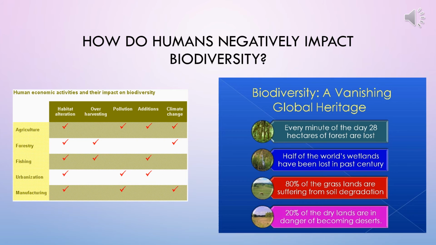Every minute, 28 hectares of forests are lost across the globe. Half of the world's wetlands are lost. 80% of grasslands in the world are suffering from soil degradation because they are being used extensively for agriculture. And 20% of the dry areas on the planet are in danger of becoming deserts that cannot be reclaimed. Human activity in terms of resource use, expansion, waste, and pollution are major components to reducing ecosystem, genetic, and species biodiversity globally.